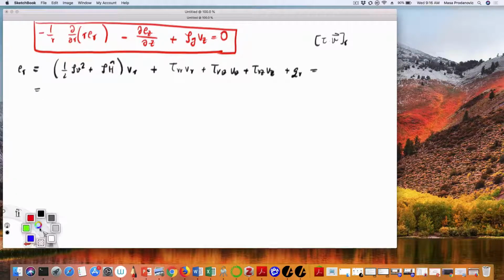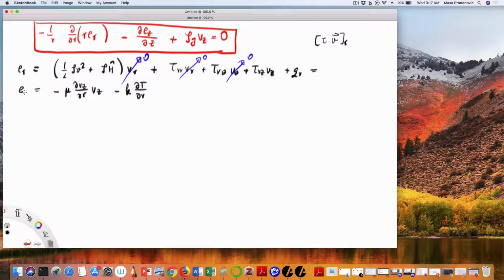Well, the good news here is that VR is 0, yay. VR is 0, V theta is 0. So I have tau R Z VZ plus QR, and when I write that out, it is minus mu dVz dr Vz minus k dT dr. Yes? All right. So that is my ER.